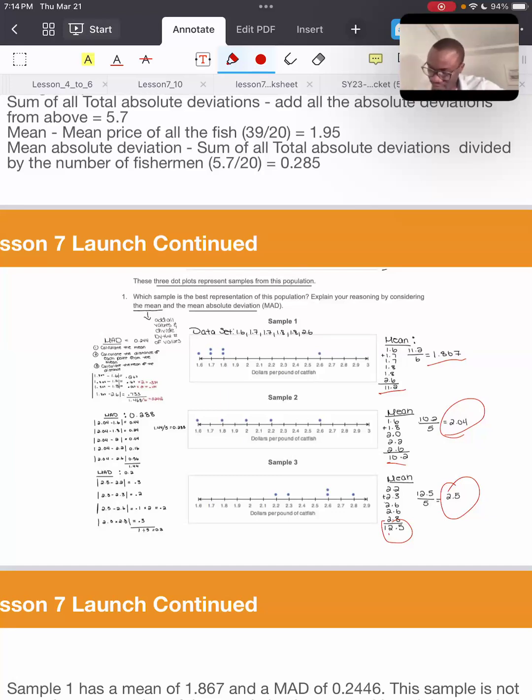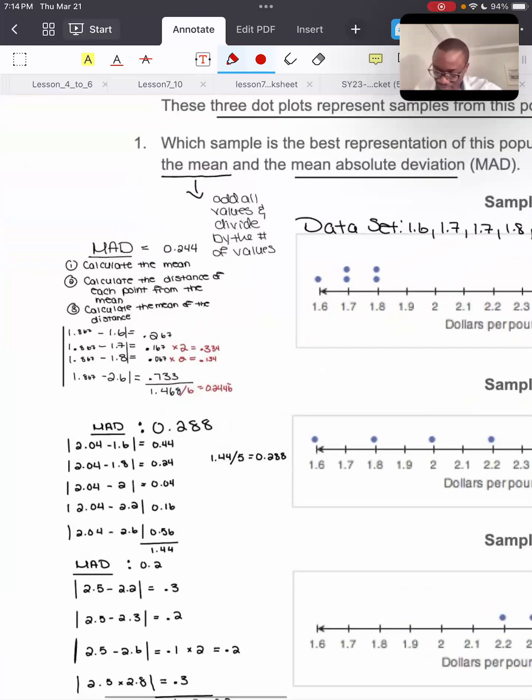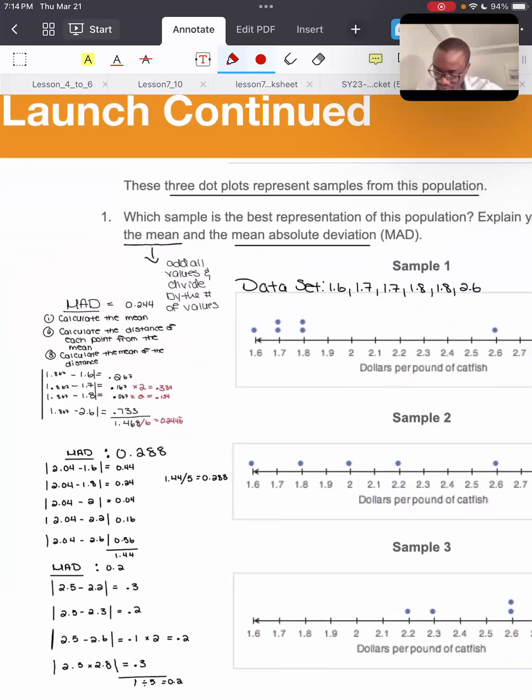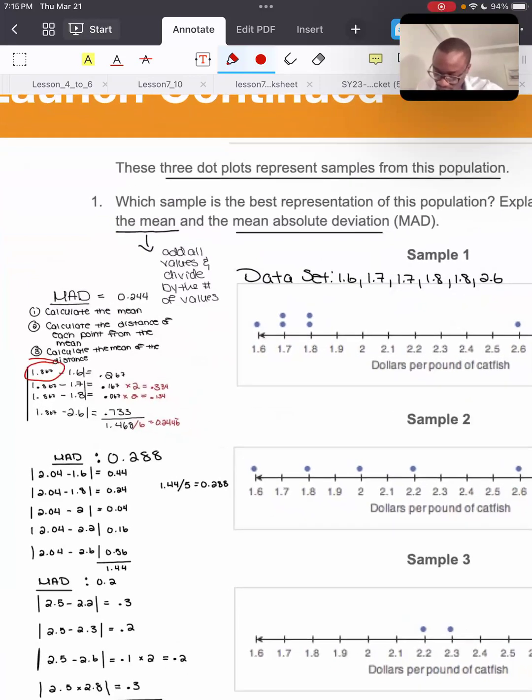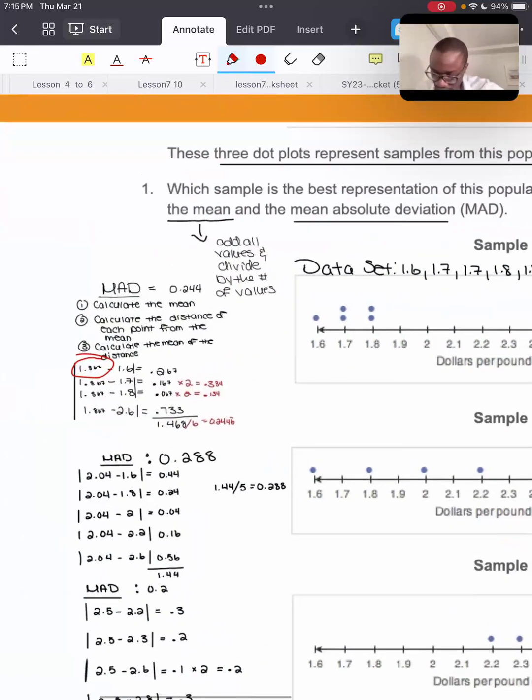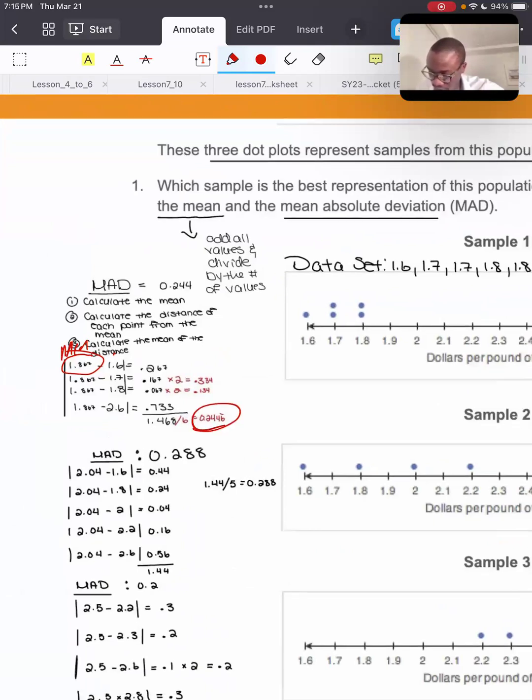Now that you have the means, you need to calculate the mean absolute deviation. Remember, the mean absolute deviation is the sum of the absolute differences between the data points and the mean, divided by the number of data points. We are going to do the same here. We know the mean is 1.867. So this is the mean, and these are the data points. If we subtract all that and then divide by 6, we get a mean absolute deviation of 0.2446.